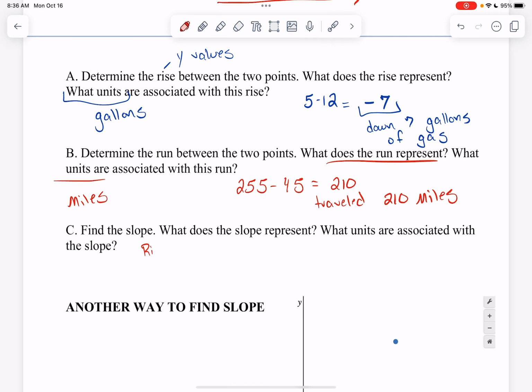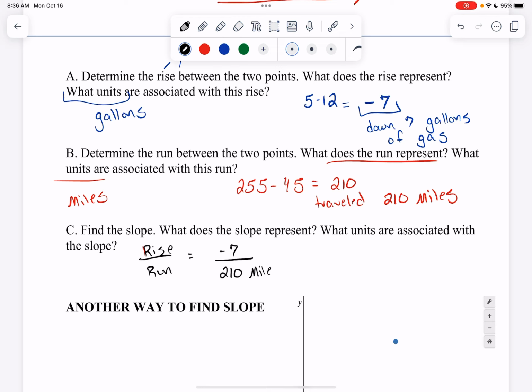Now find the slope. We know slope is rise over run. So my rise is -7. My run is 210 miles. I'm going to put units on this. If we simplify that, -7 goes into 210 30 times, so -1 over 30 is my slope.